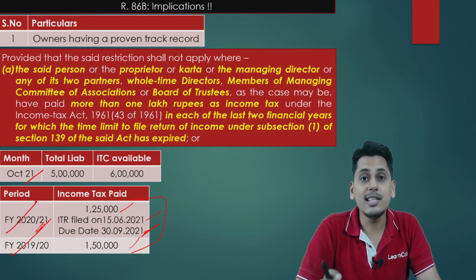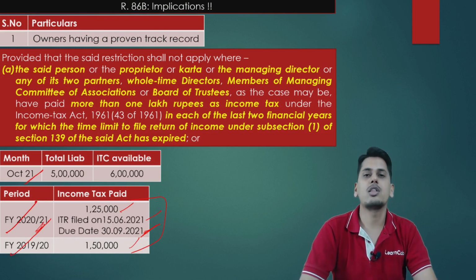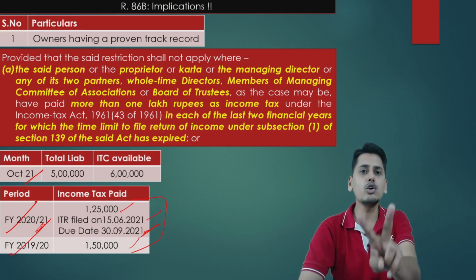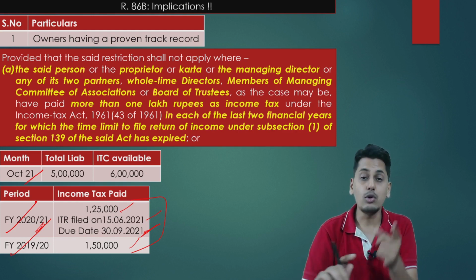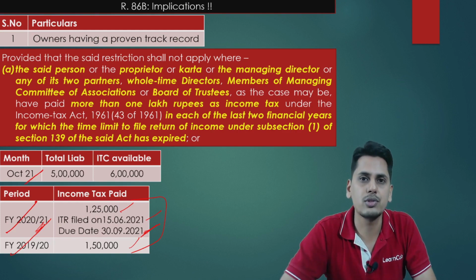So friends, this was the relaxation in relation to proven track record as far as the income tax law is concerned. Friends, the relaxation is very simple. There are 2 steps. Step number 1, you have to trace out the person, you have to zero in on the person whose income tax returns you are supposed to see.